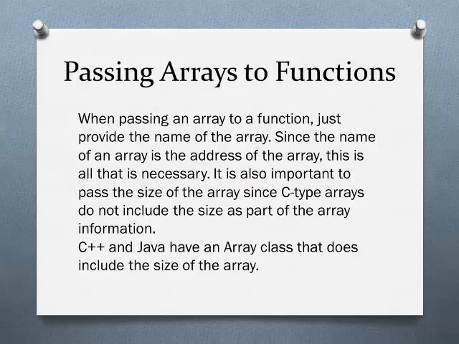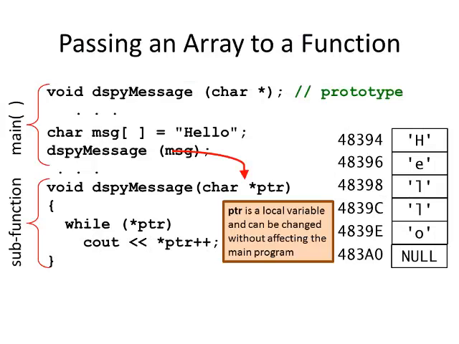When passing an array to a function, just provide the name of the array. Since the name of the array is the address of the array, this is all that's necessary. It's also important many times to pass the size of the array, since C-type arrays do not include the size of the array as part of the array information. C++ and Java have something called an array class that includes the size of the array, but for a standard array in C and C++, the size of the array is not included, so you may need to pass the size of the array or have something else that you can use to indicate when the end of the data in the array is. If I'm passing a string, I have the null byte terminator, so that's good enough.